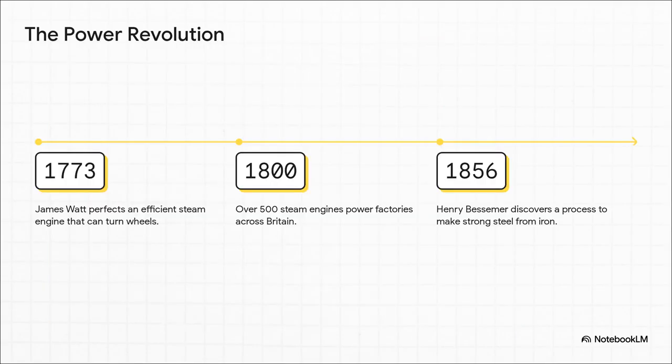So what was the next problem? Power. You see, the first factories had to be built right next to fast-moving rivers to turn water wheels. But in 1773, James Watt comes along and perfects a steam engine that could power machinery literally anywhere. This untethered factories from the riversides. And as these new machines got bigger and more powerful, they needed something stronger than plain old iron. And that's where Henry Bessemer comes in, with his new process for making steel. Steel gave the revolution its tough, durable backbone.